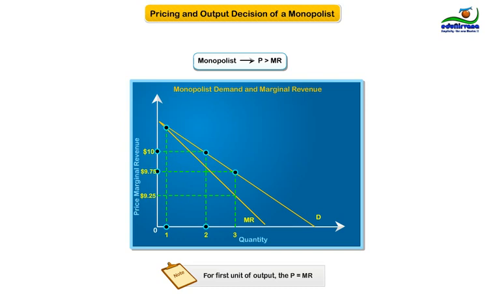One point to note here: for the first unit of output, the price and marginal revenue are the same, right? For the first item that is sold, the price has to be equal to the marginal revenue always. So, in this graph, there would always be one common point, the point from where the two graphs start, that is, for the first unit of output.